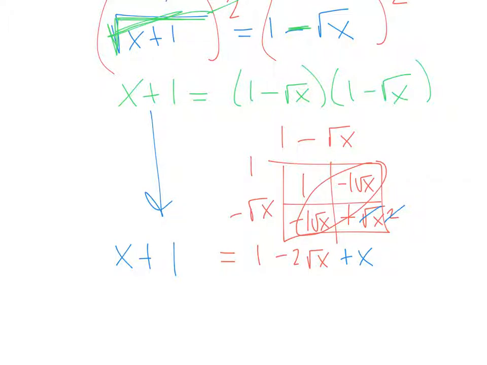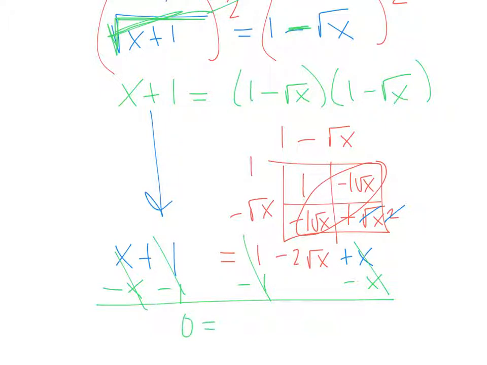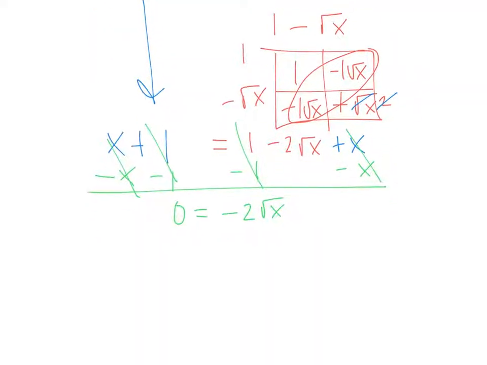When you have a single radical equation, we will isolate the radical. So I'm going to subtract x to get the radical alone. What happens here is these cancel. I will also subtract 1 to get the radical alone. They actually happen to cancel on both sides. That means I have 0 equals negative 2 square root of x. And I'm going to solve for x.